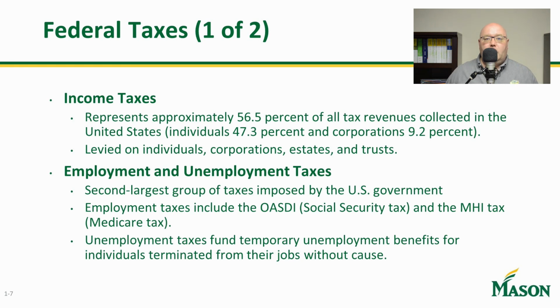Employment taxes, the second largest group of taxes imposed by the United States, include the OASDI, which is the Social Security tax, and the MHI, which is the Medicare tax. The OASDI tax is 12.4%, divided into 6.2% for the individual and 6.2% for the employer. The MHI tax is 2.9%, divided into 1.45% for the individual and 1.45% for the employer.